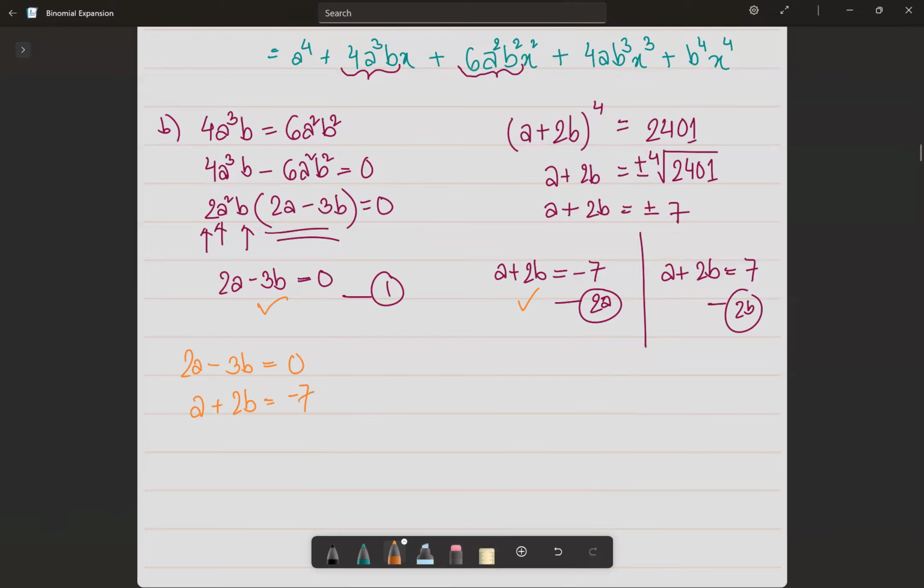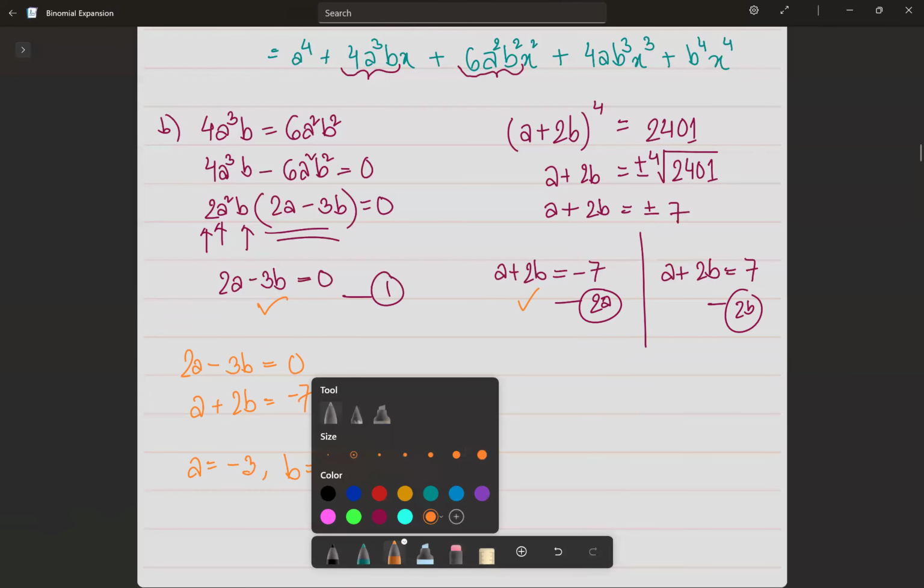Now, if we want, we can solve this very easily. We have learned the solving techniques. You can use the elimination method, or you can use the substitution method. So when you solve it from here, you're going to get the value of a as minus 3 and the value of b as minus 2.